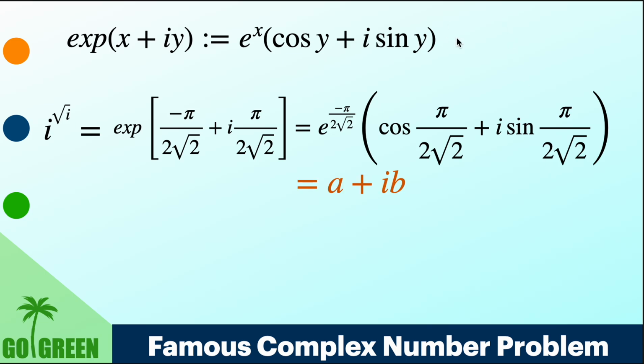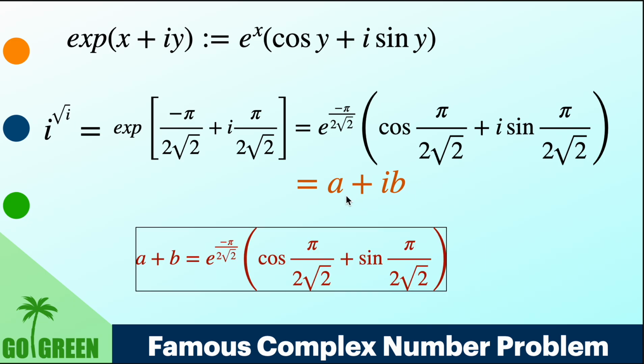And then this is in the form a plus ib, and therefore from there you can clearly write a plus b to be this. So this whole is a, e power minus pi by 2 root 2 times cos pi by 2 root 2, and e power minus pi by 2 root 2 times sin pi by 2 root 2 is b. So a plus b is e power minus pi by 2 root 2, times this plus this, and that's the final answer. This was complicated, and questions like this are only asked in competitive exams and other exams, because it's not so easy to find out these values.